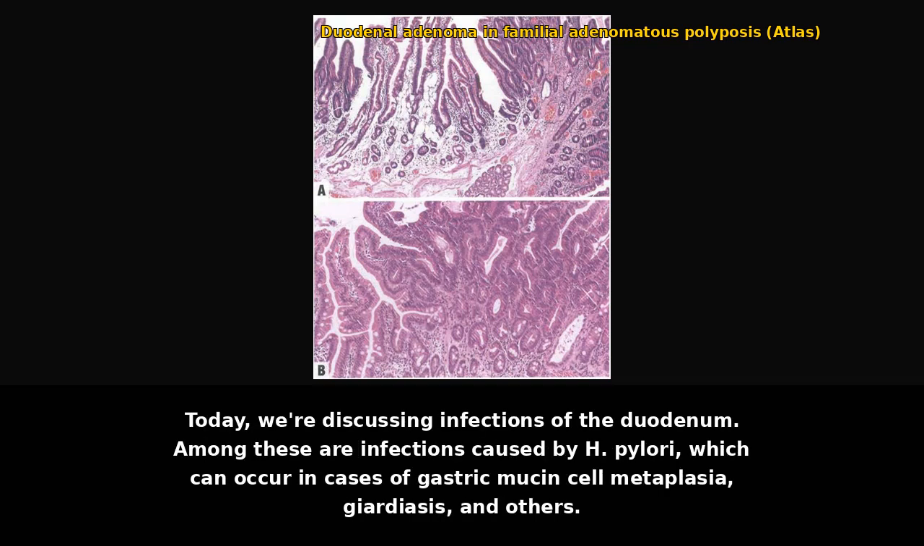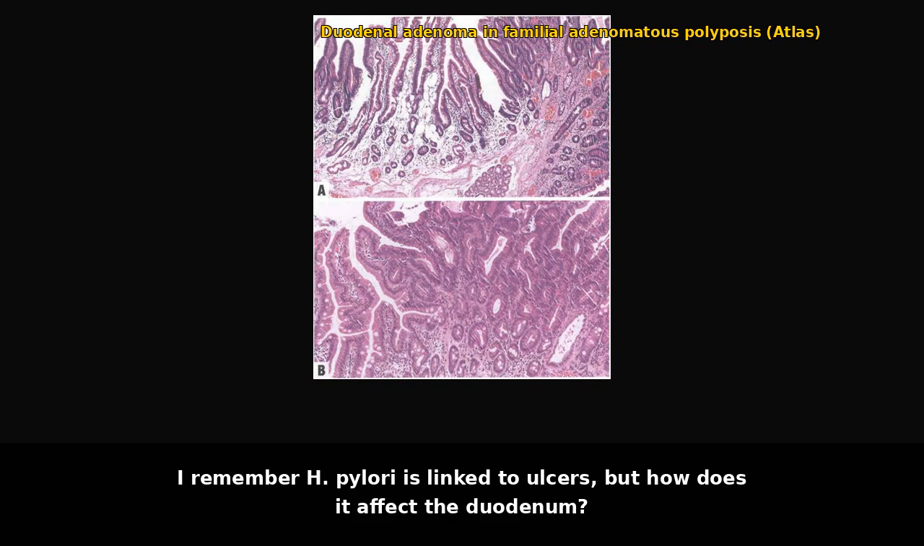Today, we're discussing infections of the duodenum. Among these are infections caused by H. pylori, which can occur in cases of gastric metaplasia, giardiasis, and others. I remember H. pylori is linked to ulcers, but how does it affect the duodenum?